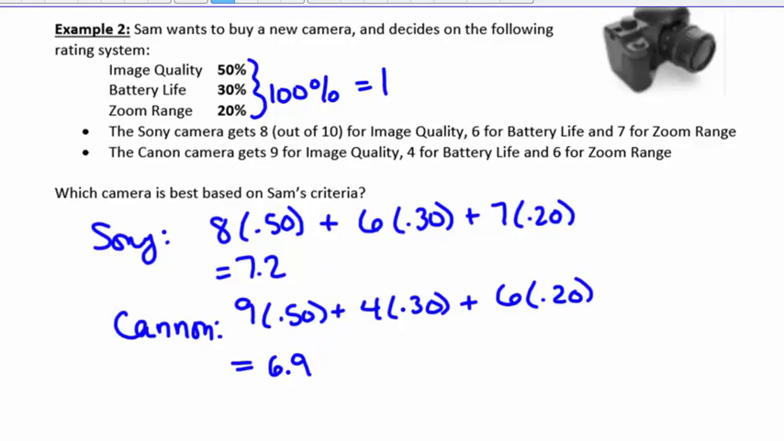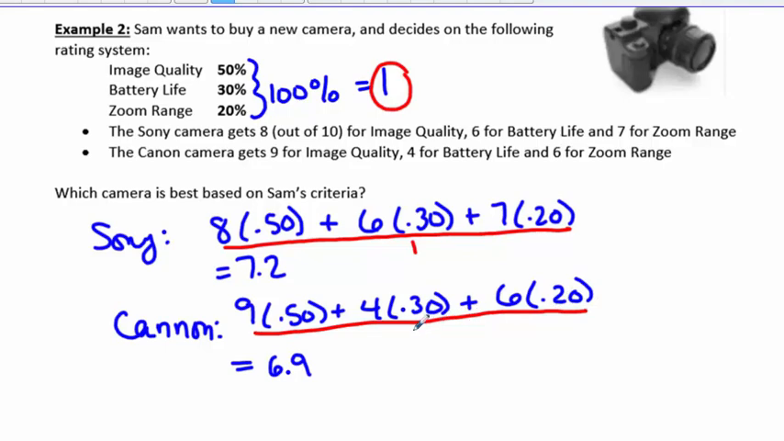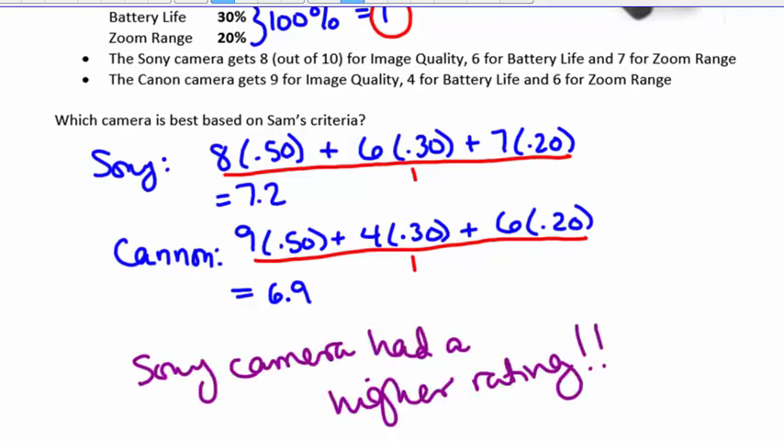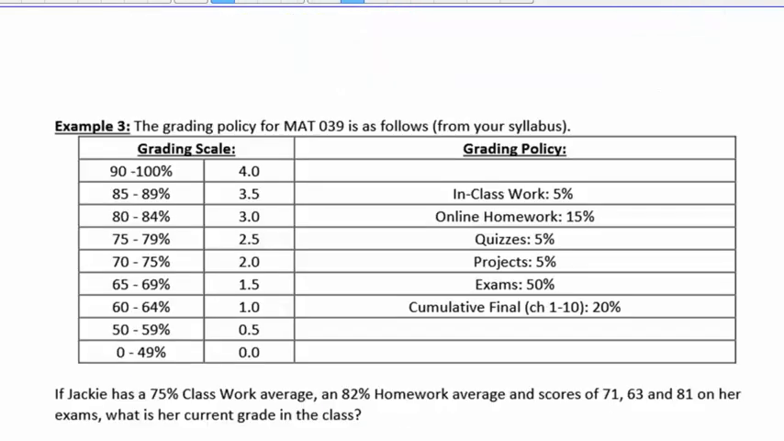Now, I should mention all of this right here is divided by 1, because we have a total of 100% of the weights being included. So just like the last example, we are averaging, so we're dividing by some value. In this case, the value we're dividing by is 1, symbolizing 100%. So on this scale, with these criteria, Sam should pick the Sony. It has a higher rating. Alright, let's check out the last example.